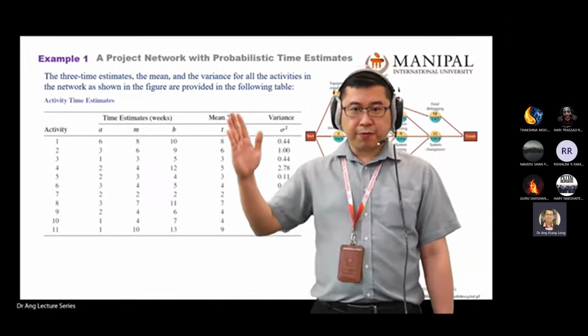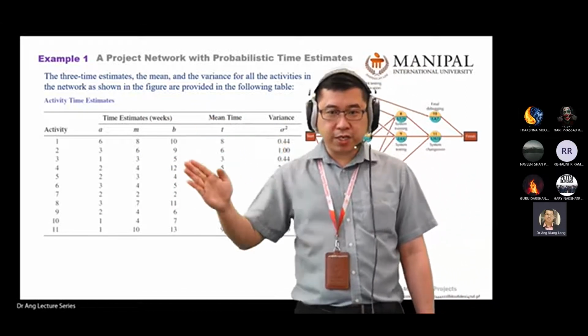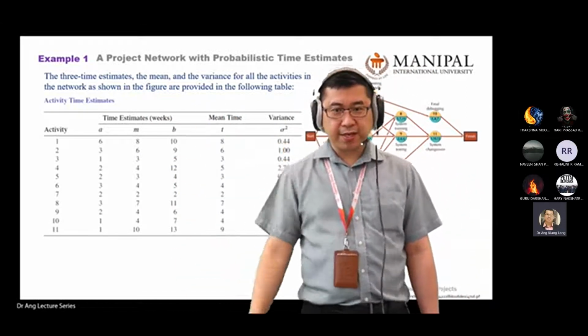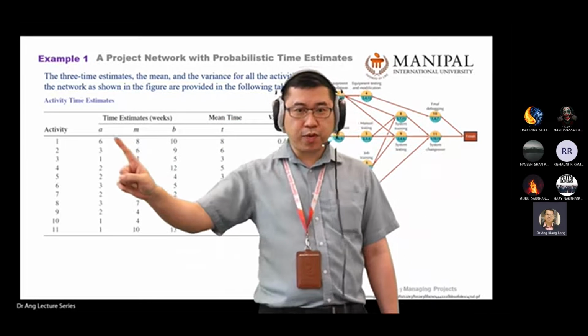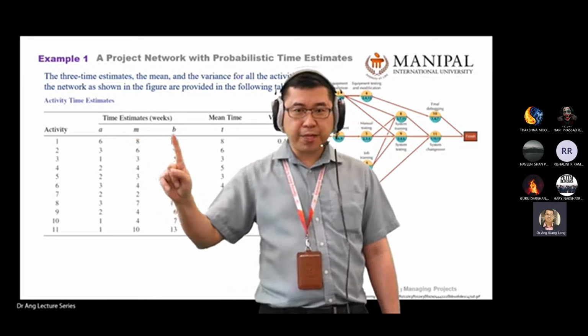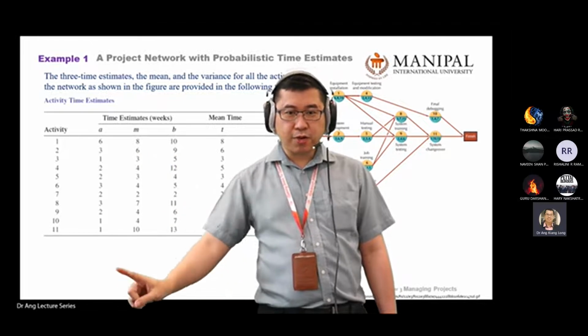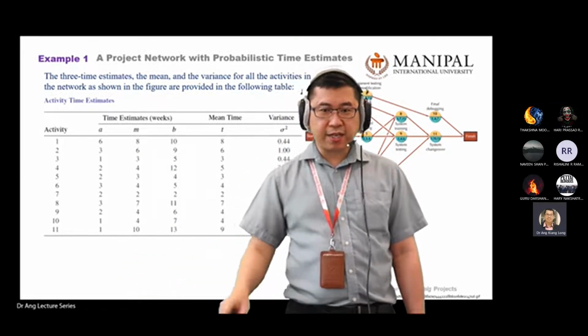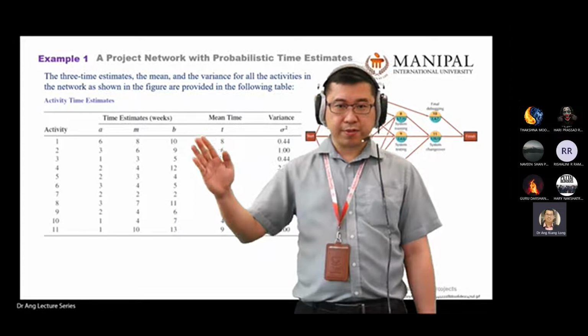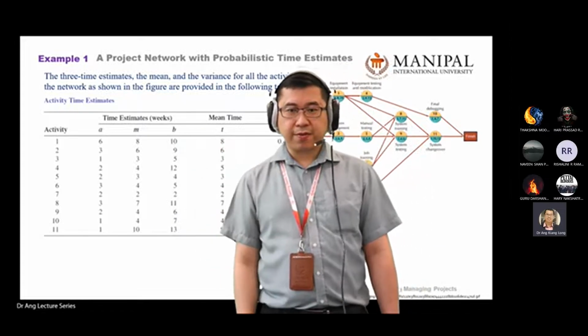Okay, before we move to this, any question on building this table? Any one of you don't know what is A, M, B, you don't know how to get 6, 8, and 10? You don't know how to get 1, 10, 13? Any one of you don't know? Ask me now.